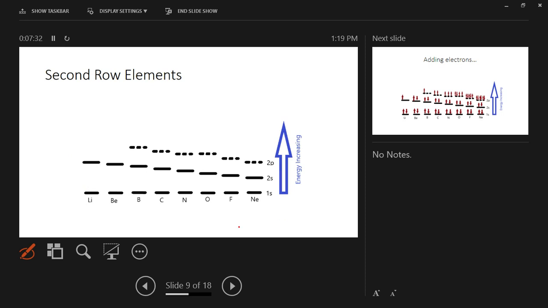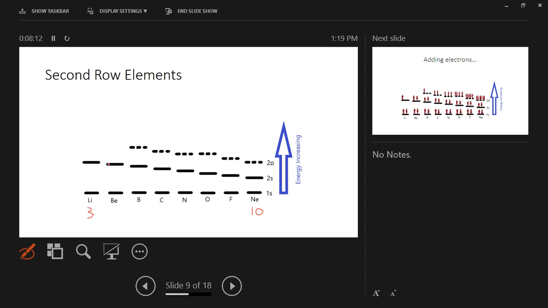And so if you look at the second row elements, we go from lithium all the way to neon. I wanted to draw the electron configurations for you. And so you have your 1s orbital at the bottom, and then your 2s orbital here, and then your 2p orbital here. And you want to notice that lithium has an atomic number of 3, right, and then neon has the atomic number of 10. And so there are more protons in the nucleus of neon than there are in lithium. And what that does is it attracts these energy levels more.